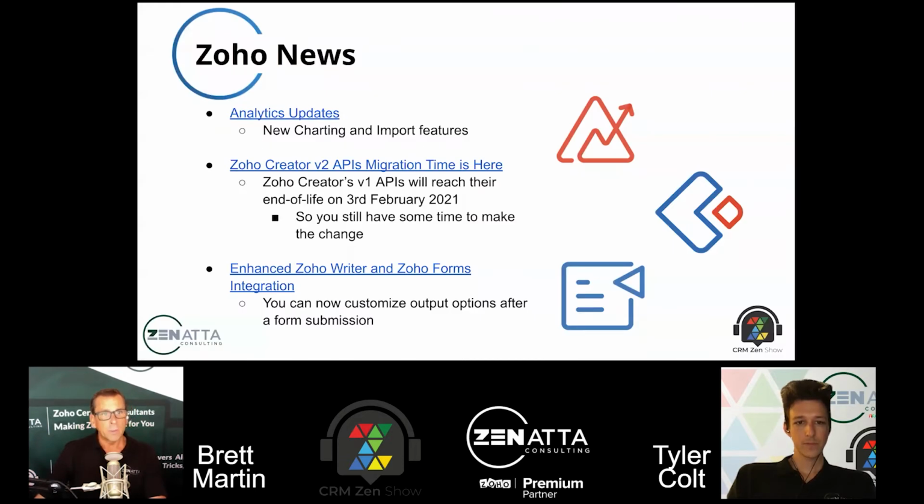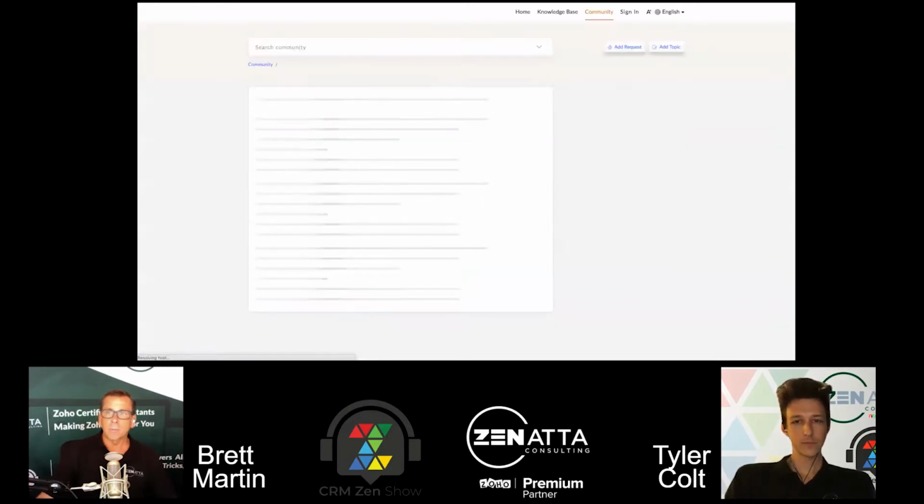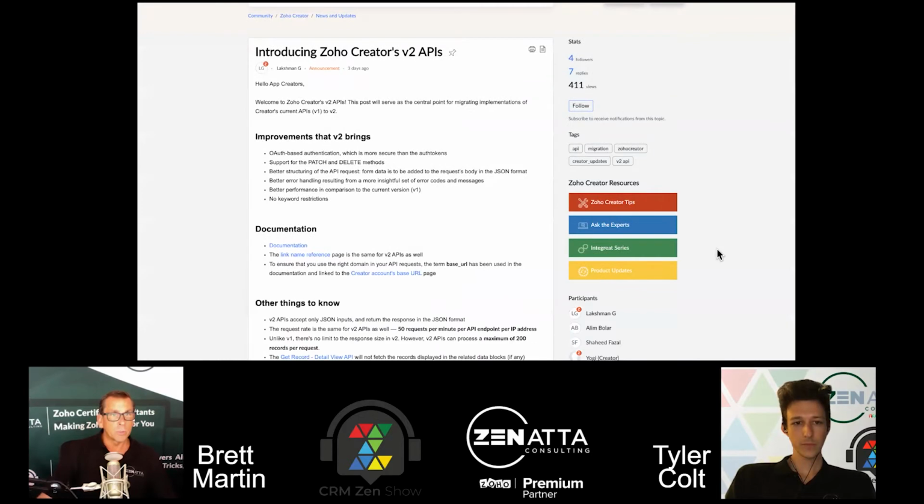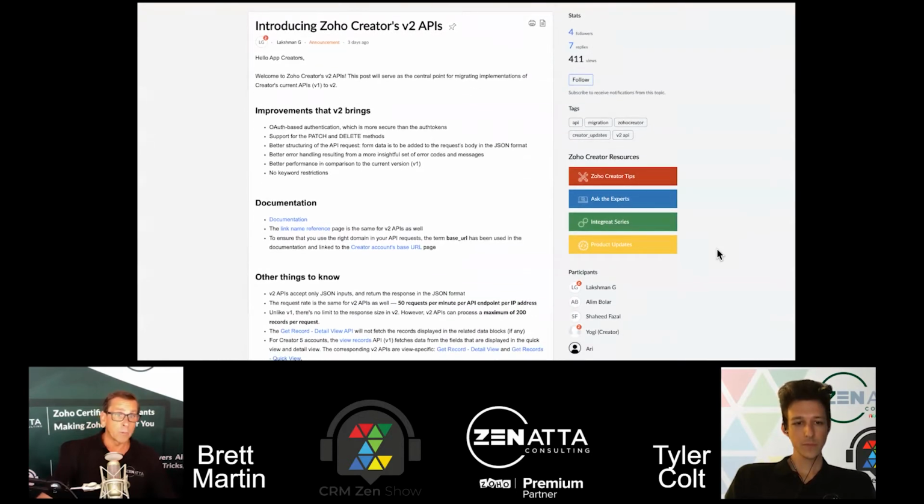All right. And then Zoho Creator. We've got new APIs. They did it to the CRM last year. Well, they're doing it to Zoho Creator this year. So version 2 API migration time is here. Version 1 APIs will go away on February 20th, 2021. So you've still got time to go ahead and make those changes. But it looks like it's going to bring a lot of nice improvements to Zoho Creator's API interface.